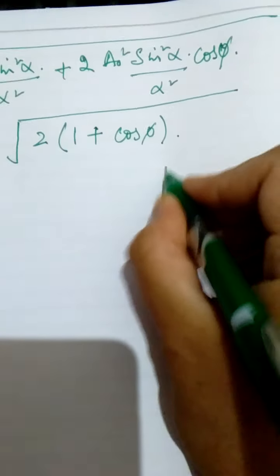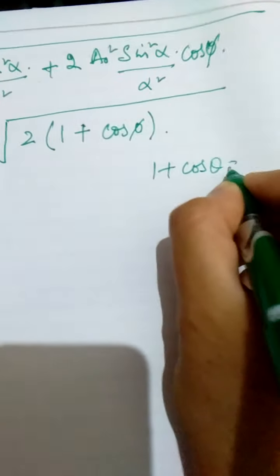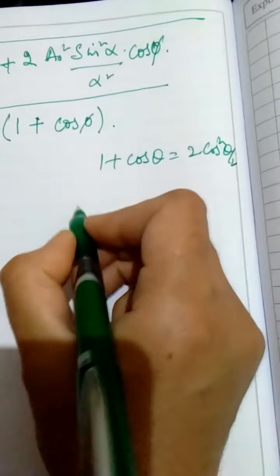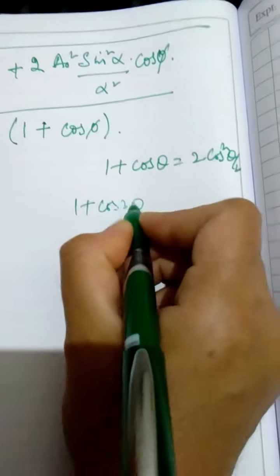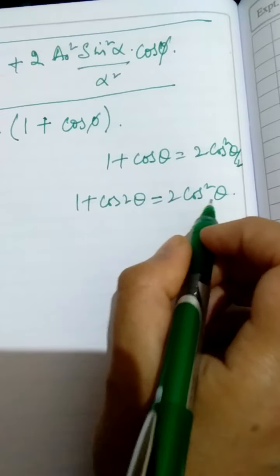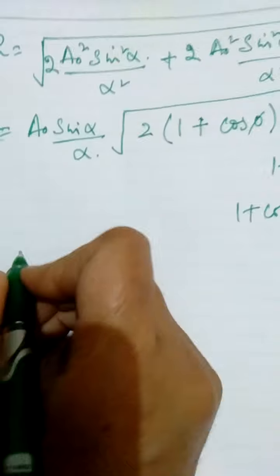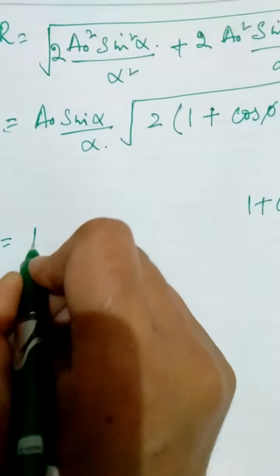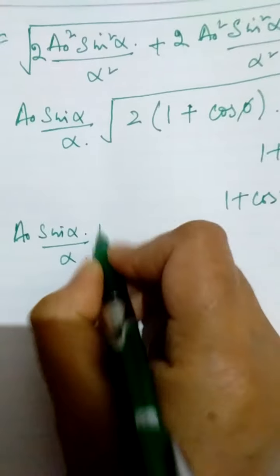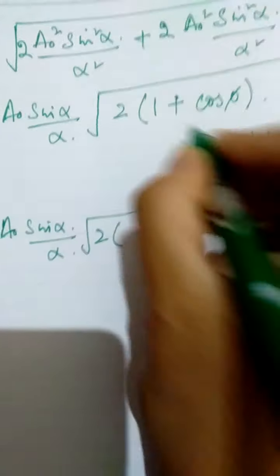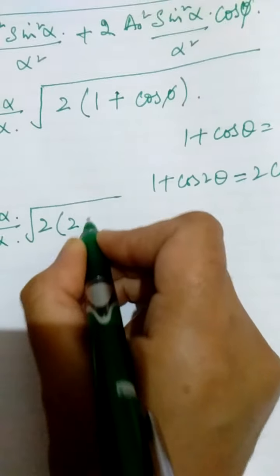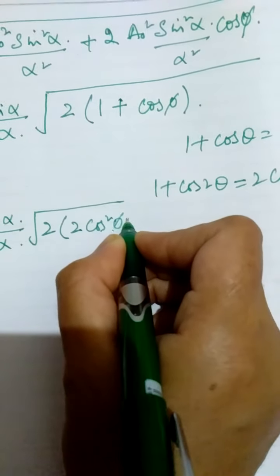Now we know this formula that 1 plus cos theta is equal to twice cos squared theta by 2, or 1 plus cos of 2 theta is equal to twice cos squared theta. Now we will make use of the same here. So this will be A naught sin alpha by alpha under root 2. For this we can substitute that it is twice cos squared phi by 2.